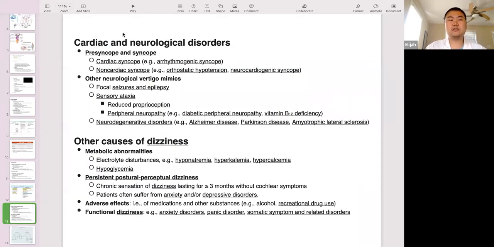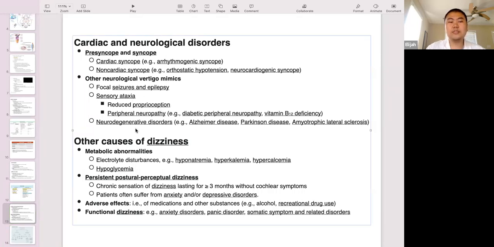And for dizziness, we have talked about vertigo, but for others, it is not vertigo, but it is dizziness. The cardiac and the neurological disorders, for example, the presyncope and syncope, it could be cardiac, non-cardiac, and other neurological vertigo mimics. For example, the focal seizures and epilepsy, the sensory ataxia that reduces the proprioception, and the peripheral neuropathy, they can all give this, because they would do damage to the spinal tract and to the cerebellum peduncle. So all these things would cause the vertigo mimics because there's ataxia, sensory ataxia.